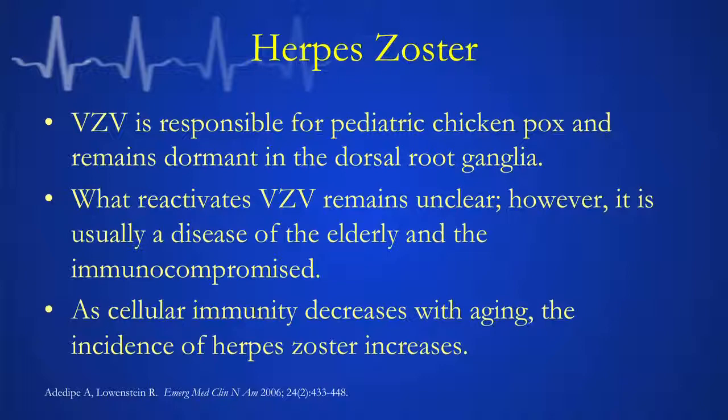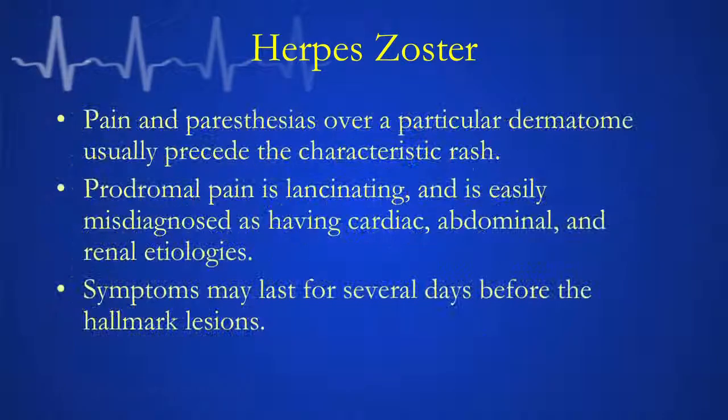I had it too. So what you get is pain and paresthesias over a particular dermatome that usually precedes the characteristic rash. So when you don't see the rash and they're just coming in with that pain and paresthesia, it's a little tricky, because it's a lancinating pain. So you might think that it's cardiac pain, you might think it's abdominal pain, you might think it's like renal colic. It's always preceded by that pain and paresthesia, and then the rash comes out. And you can have those symptoms that last for several days before the hallmark lesions.